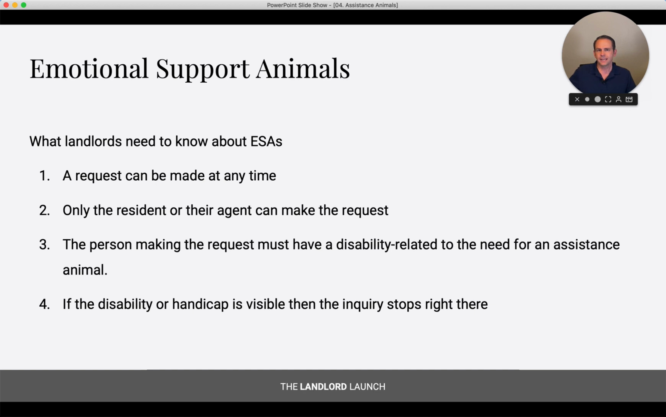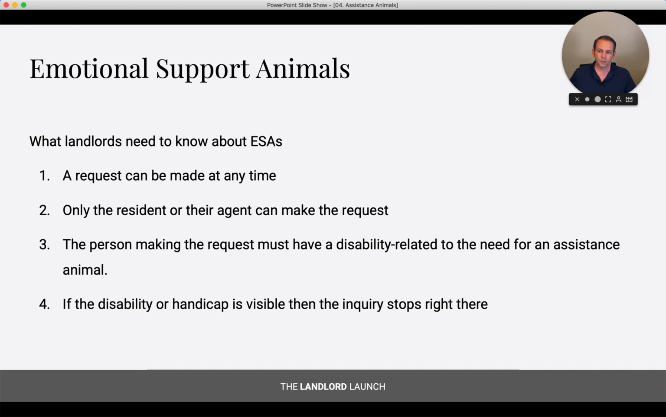Okay, so some of the things that us landlords need to know about ESAs. A request can be made at any time. So a request can come in as they're looking at a home, an apartment, or house. If they are a current resident, a request can be made then. If they have one ESA animal or a regular animal, and then halfway through they want to get a second animal and they do a reasonable accommodation request for an emotional support animal, it can come in any time.